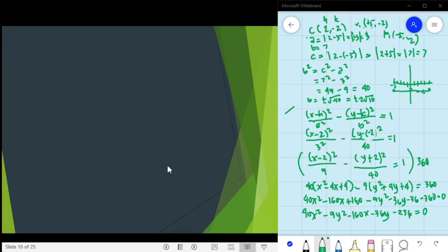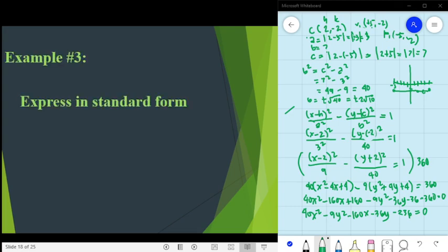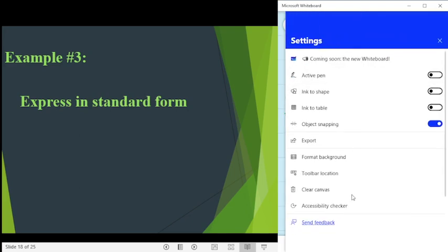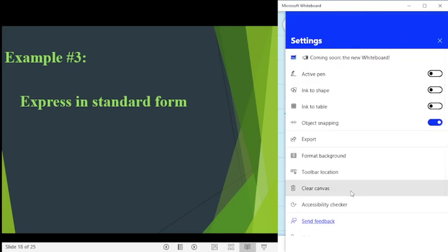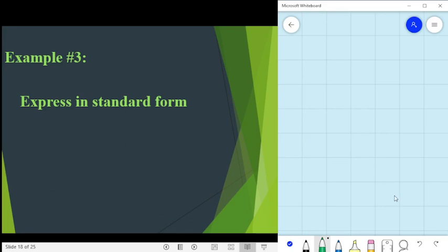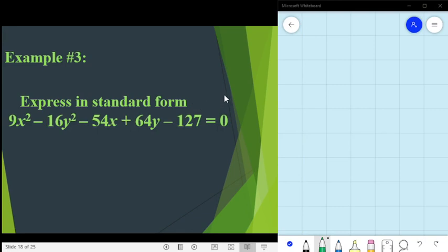If you have some questions, just PM me anytime. So let us now proceed to example number 3. By the way, if you are watching this video lesson, you can pause and take it in chunks. So we will do example number 3 later, and example number 4 later.